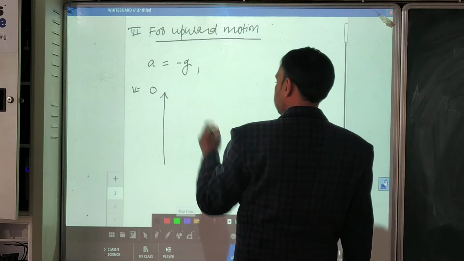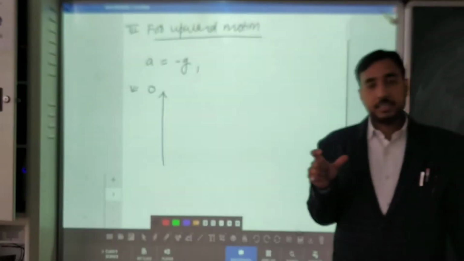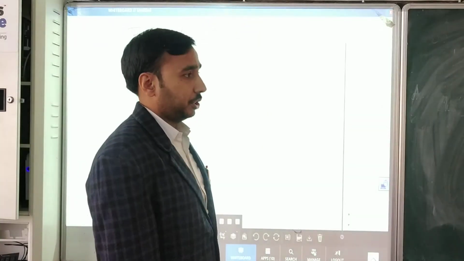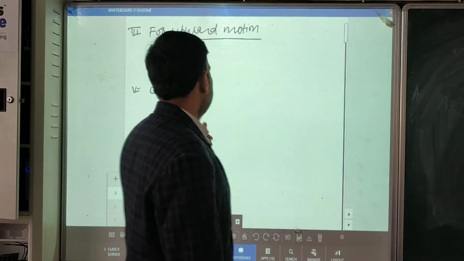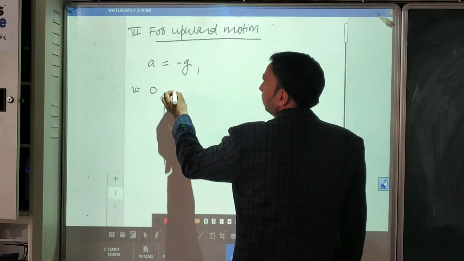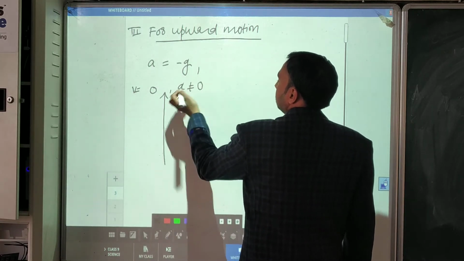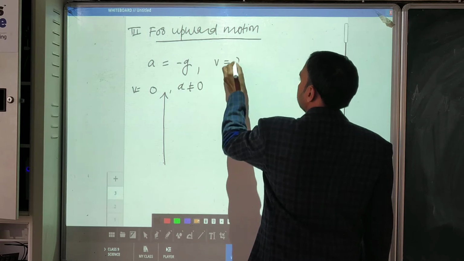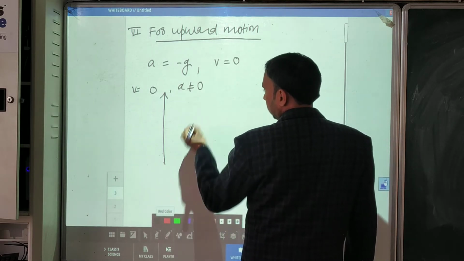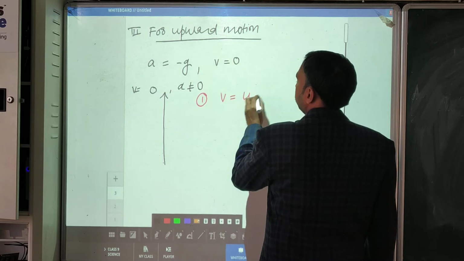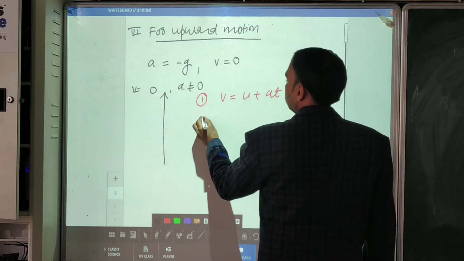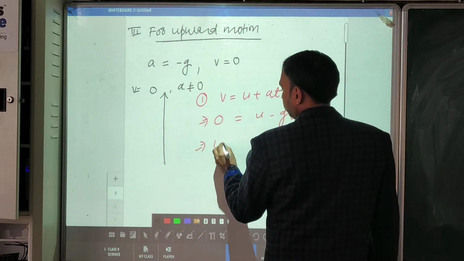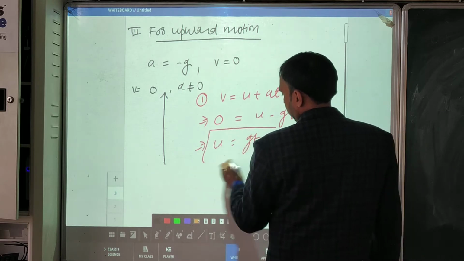So this implies that a body may have 0 velocity, but it is not necessary that 0 velocity means the acceleration of the body will also be 0. The body has 0 velocity, but the acceleration is non-zero, and that is still acting on the body at the highest point. So the final velocity of the body is 0. Accordingly, the equation of motion v is equal to u plus at will change, and since v is equal to 0, u minus gt, we have u is equal to gt. So this is one relation.